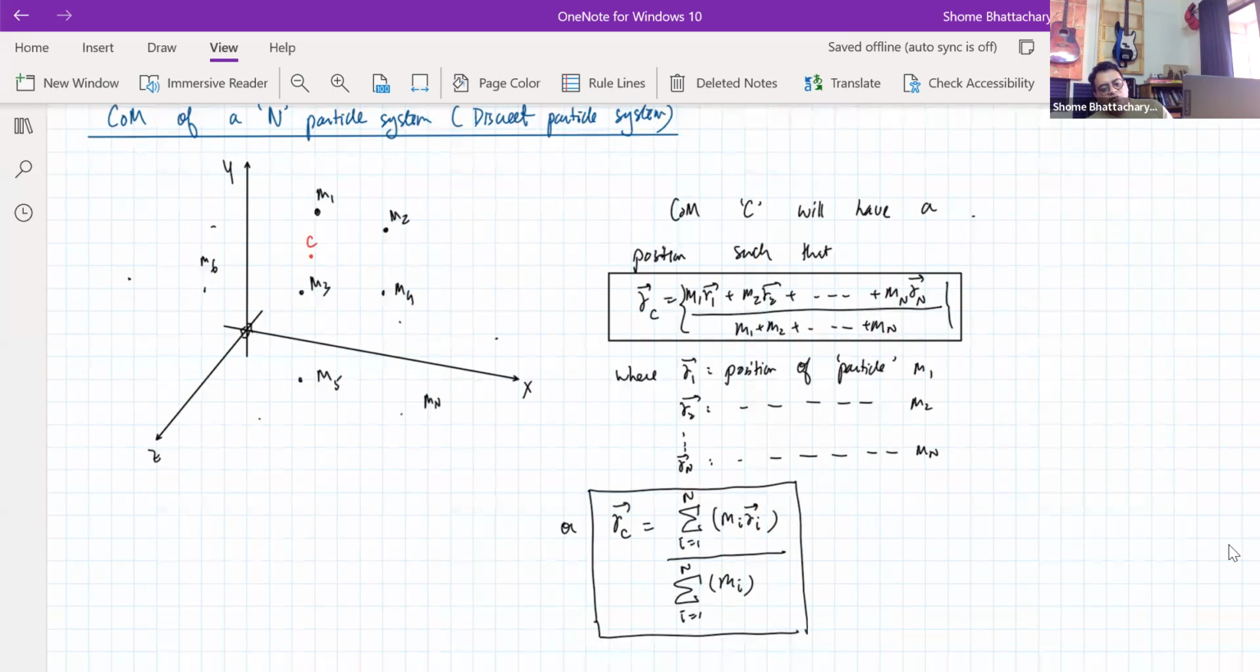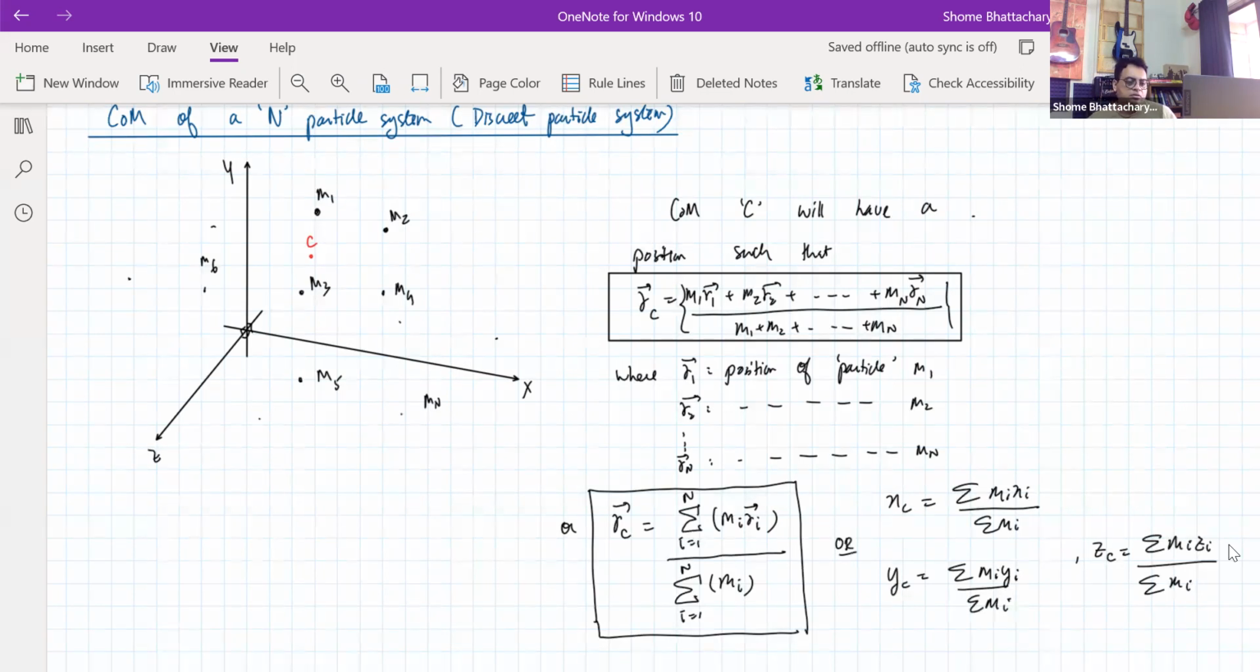such that in scalar form we can write the x coordinate is summation mx divided by summation m. The y coordinate is summation my divided by summation m. And similarly the z coordinate, summation mz divided by total mass. We can also express this in coordinate form like this, but it's better to understand it in the position vector form. So this is the vector definition.